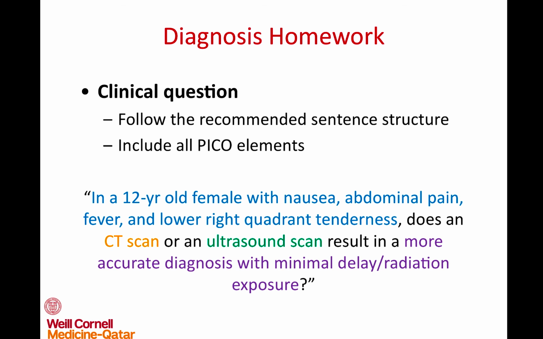If you put all that together to make a clinical question, we suggest that you actually follow the recommended sentence structure that we give you, not because you can't do it another way, but because that way just means that you'll tend to be pushed into producing a functional question. And remember to include all the PICO elements you've got. Don't leave out anything. Okay, so putting it all together for this one would be a fairly lengthy sounding question. In a 12-year-old female with nausea, abdominal pain, fever, and lower right quadrant tenderness, does a CT scan or an ultrasound scan result in a more accurate diagnosis with minimal delay, radiation exposure, whatever it is? Okay, now that last part is up to you depending on what your take on that question was.